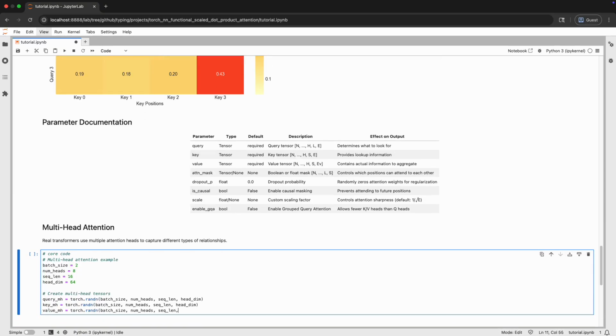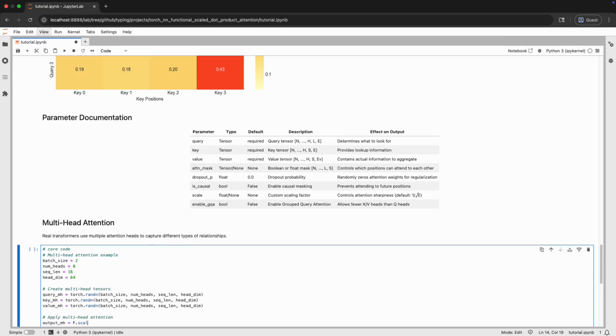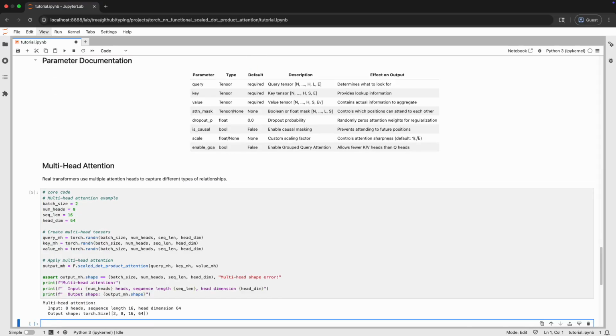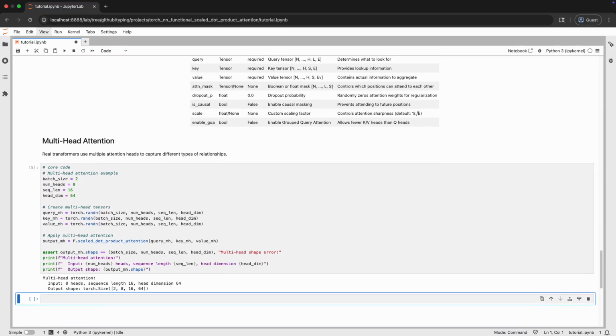Each head can learn to attend to different aspects of the input. When we apply the attention function, it processes all heads in parallel. Great, we can see our multi-head attention is working correctly. With 8 heads, each with dimension 64, we're able to capture 8 different attention patterns simultaneously. The output maintains the same shape as our input, which is exactly what we need.